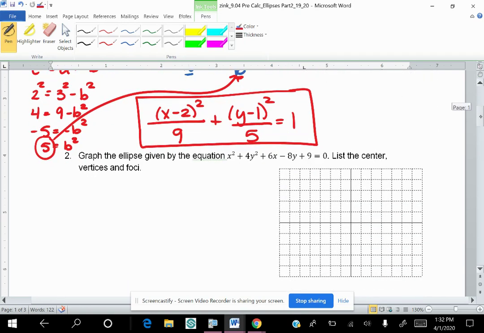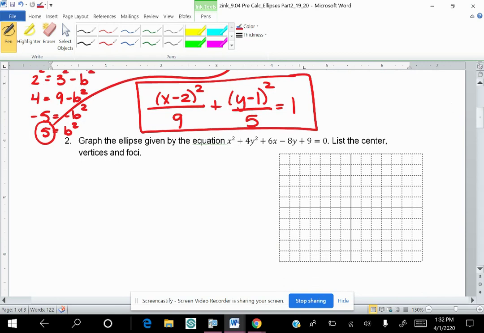Number 2, graph the ellipse given by this equation. List the center, vertices, and foci. Before I can graph this, I need to get it into standard form so I can easily take out what my center is going to be, and I can find my A and my B. So first, this is in our expanded form. So we're going to have to complete the square a little bit.